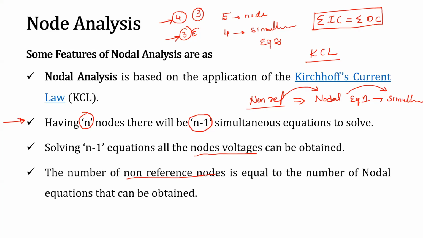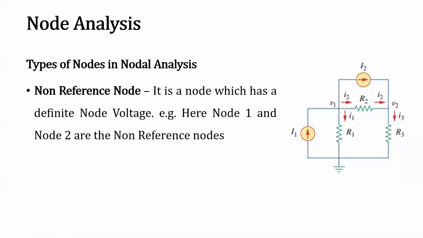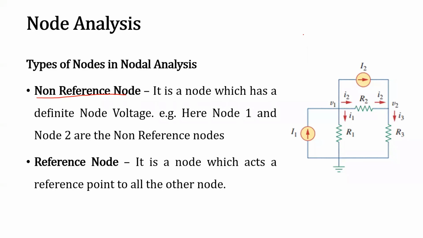Okay, next point. There are two types of nodes here: a non-reference node and a reference node. What do we mean by a non-reference node here? It is the node which has a definite node voltage. Hopefully you got the meaning of non-reference node here. It is a node which has a definite node voltage.